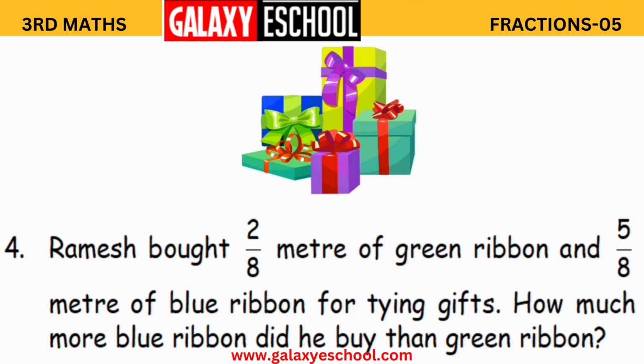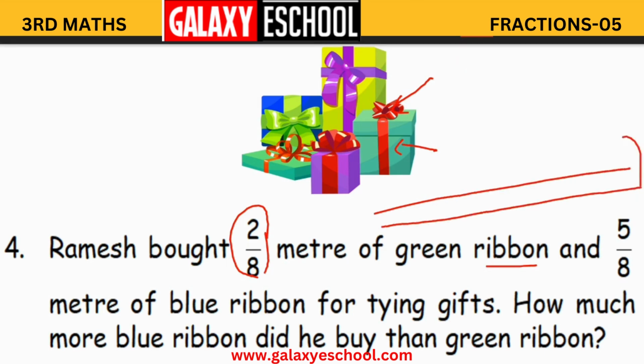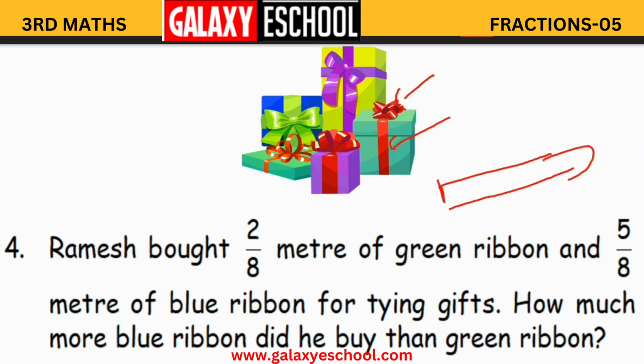Now what are they saying? Ramesh bought 2 by 8 meter of green ribbon. You know a ribbon, right, children? This is what is tied on the gift pack, and ribbon is measured in meters. The length of ribbon is measured in meters, just like we have centimeters, right? Yes, just like in centimeters, 1 meter is equal to 100 centimeters.